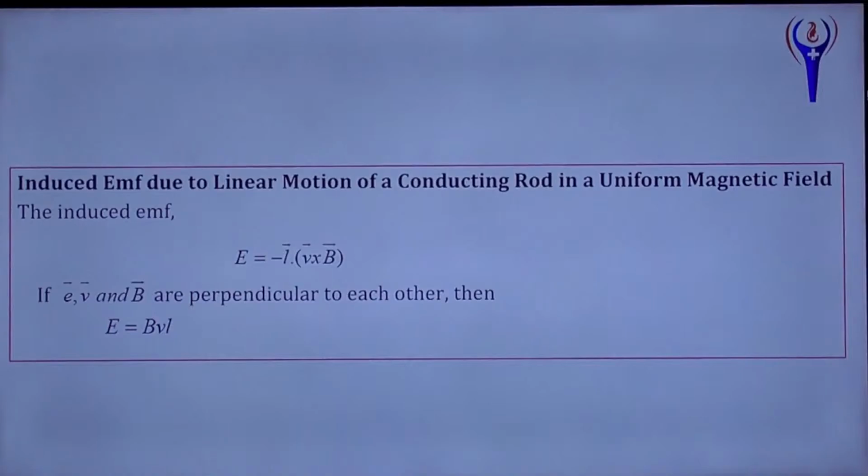Induced EMF due to linear motion of a conducting rod in a uniform magnetic field. Induced EMF E equals minus L into V cross B. If V and B are perpendicular to each other, then E equals B V L. B is the magnetic field, V is the velocity, and L is the length of the conducting rod. E equals B V L.